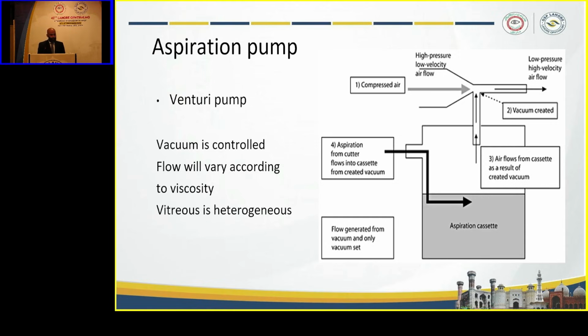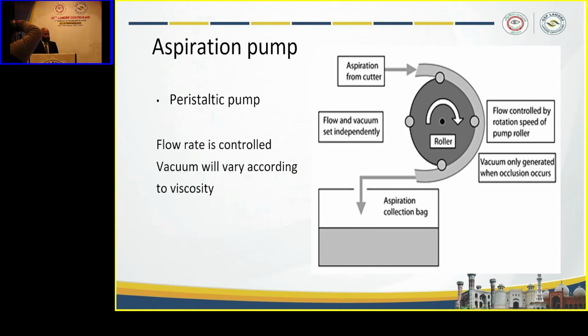This poses a problem because the vitreous is a heterogeneous substance, and this is why most modern vitrectomy machines have shifted to a peristaltic pump in addition to the vacuum-based Venturi pump. A peristaltic pump, as you can see in the diagram, consists of a roller with coiled tubing around it. The movement of the roller builds up the vacuum, and vacuum is generated when occlusion of the vitrectomy probe occurs. Flow rate is controlled by the surgeon, and vacuum varies according to the viscosity of the aspirating substance.